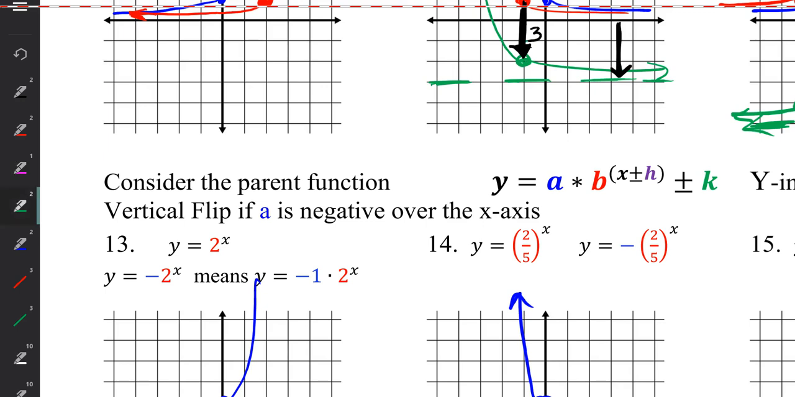-3, what does it do? It takes the big magenta point and moves it where? Down 3. My asymptote. I need to draw on my asymptote.